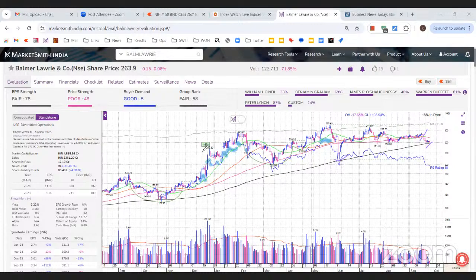Then maybe for the trading purpose, if you have such knowledge and research, you might consider, because the fundamental strength as well as the fund holding is decent. Though the March quarter was not that good, but broadly, the fundamentals are well placed for the company. EPS strength is fair, but the price trend is very poor. The buyer demand is still at B.